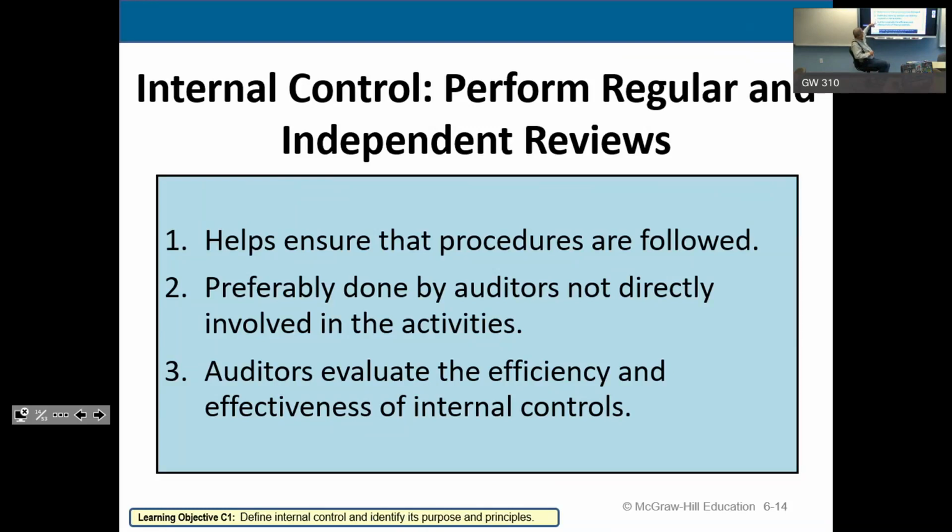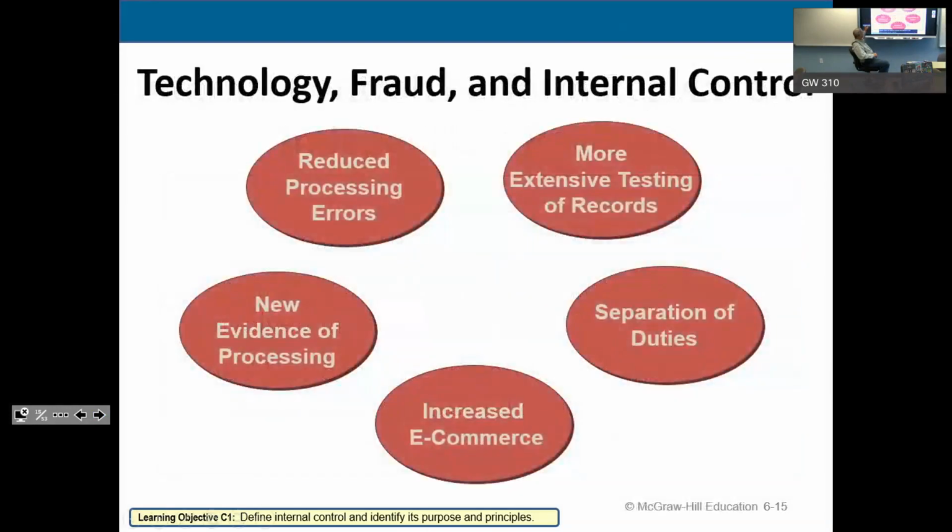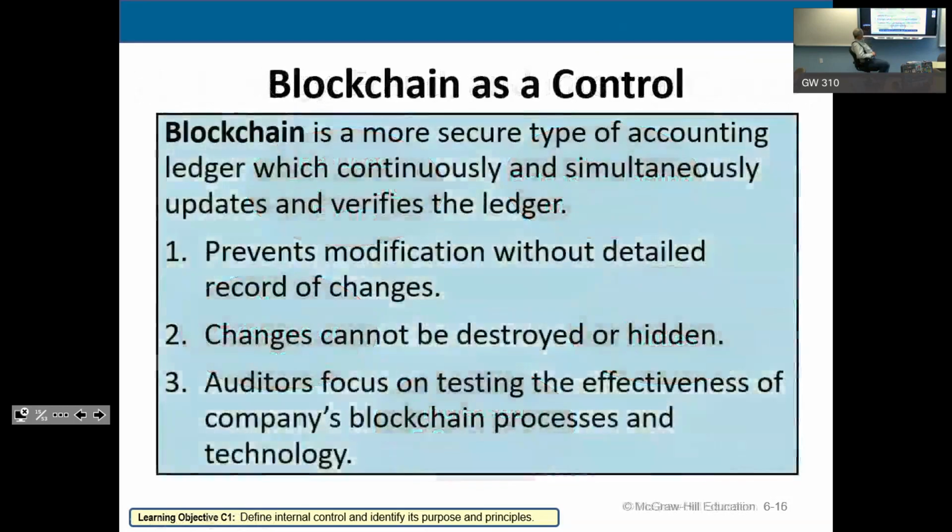Auditors not directly involved in activities, right? You get somebody from the outside looking in. The joke about consultants is that they just tell you things you already know. Auditors evaluate the efficiency and effectiveness of your internal controls. Of course. Technology: we test records, separation of duties, increase e-commerce. You want to do more of that. New evidence of processing, right? This was in your book. You can take a look at that and what goes with it.